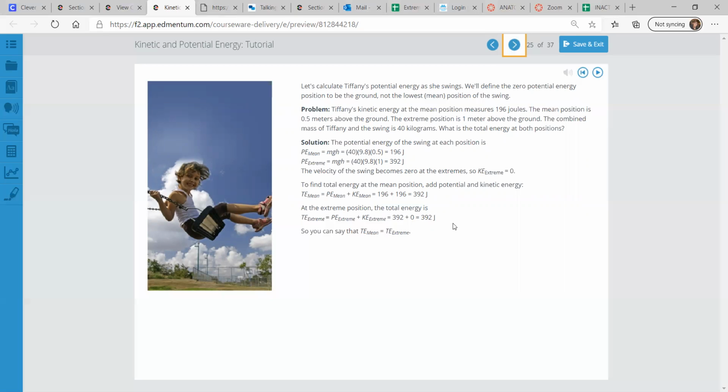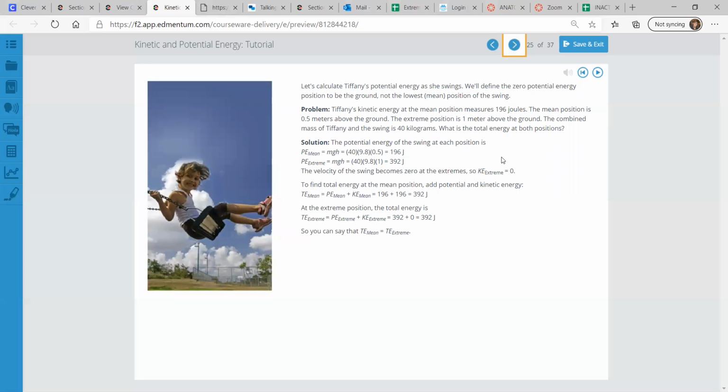At the extreme position, when the swing is at its furthest point forward or backward, the swing is 1 meter above the ground. The combined mass of Tiffany and the swing is 40 kilograms. What is the total energy at both positions?